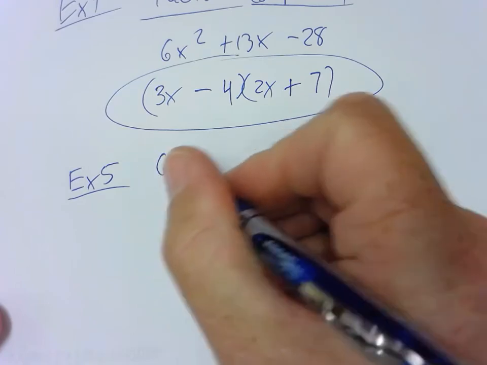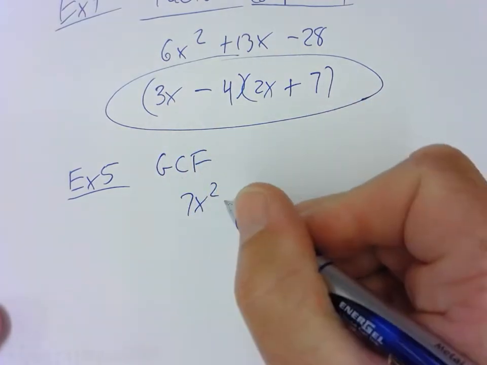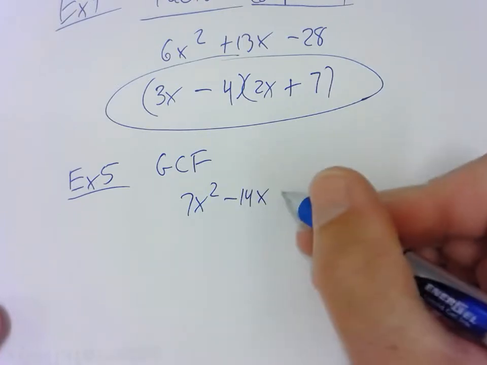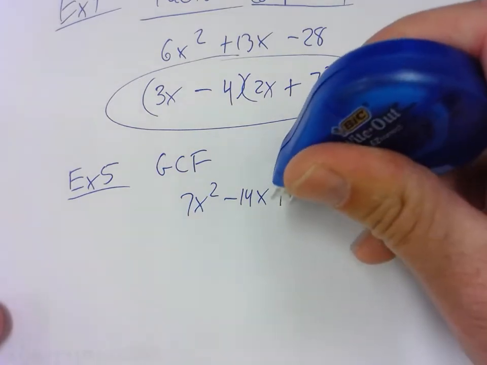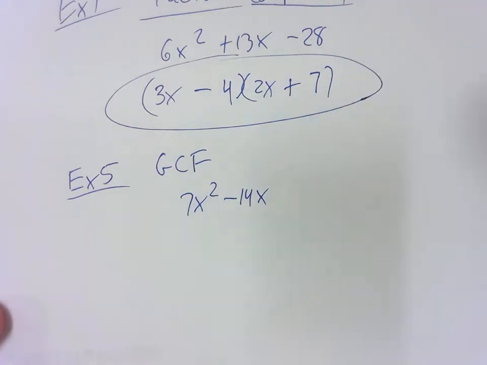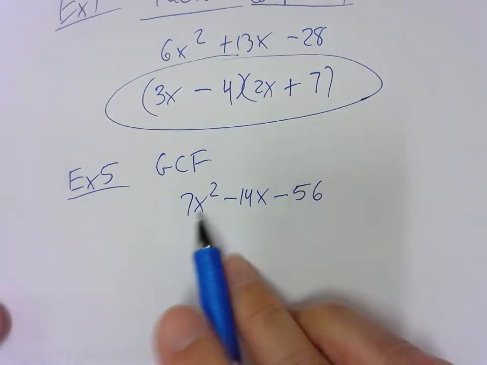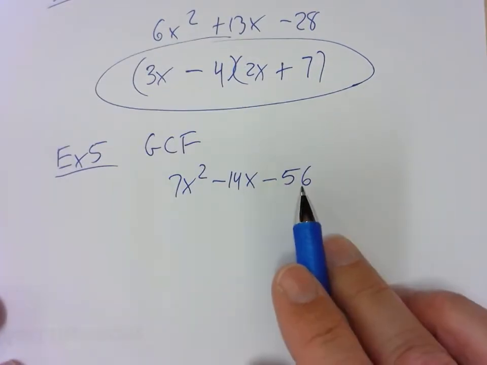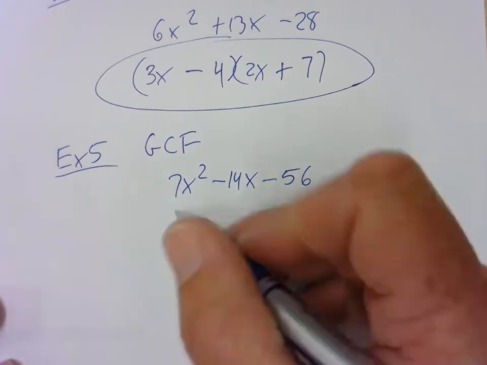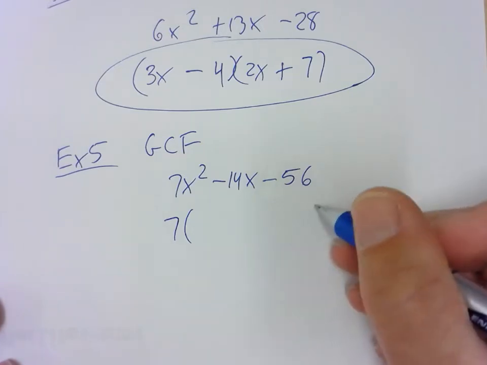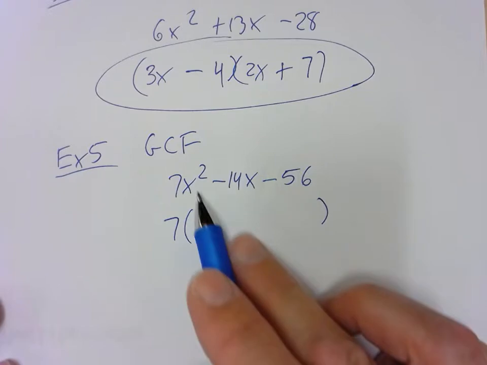Okay, this one has a GCF to it, greatest common factor. 7x squared minus 14x minus 56. So not a positive 56, but a minus 56. So I get out the old whiteout here. So minus 56. And we notice, and we actually always look for this, the greatest common factor in the terms here. 7 is a factor in each one, so it's 7. It comes out of all the terms. They're all divisible by 7, not x, because there's no x back here, but just 7.